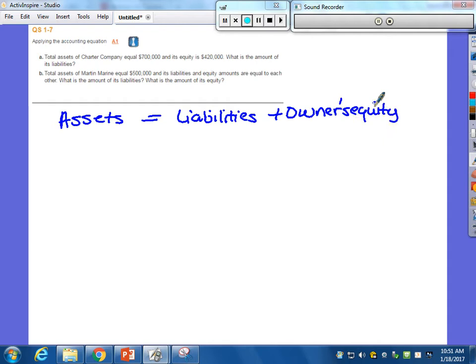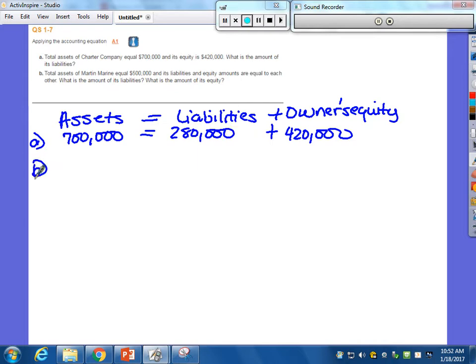And for the first transaction, letter A, it said total assets of Charter Company equaled 700,000 and its equity is 420,000. What is the amount of liabilities? So they said assets were 700,000, right? Yes. And it said that equity is 420,000. So that means our liabilities are what? 280,000, because if you subtract 420,000 from 700,000 for assets, you'll get 280,000. Good.